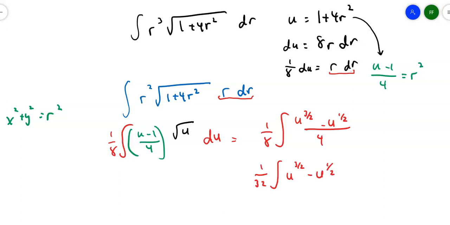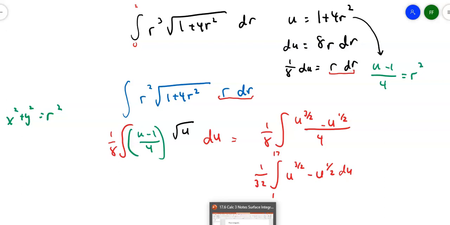And then the only other thing I need to do is worry about the limits of integration. The original limits of integration went from 0 to 2. So the new limits of integration will go from 1. And then if I put a 2 in here, 2 squared is 4. 4 times 4 is 16, plus 1 is 17. All right. And then I'm going to let you carry that on from there.